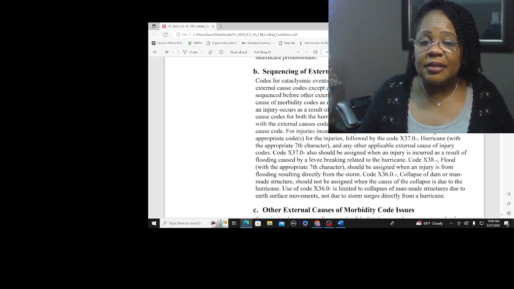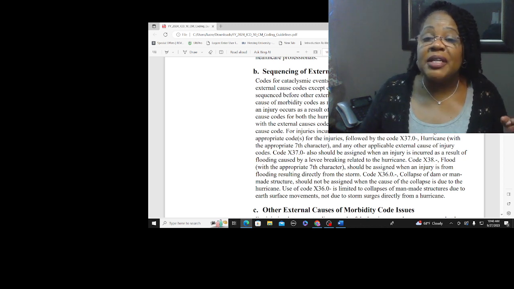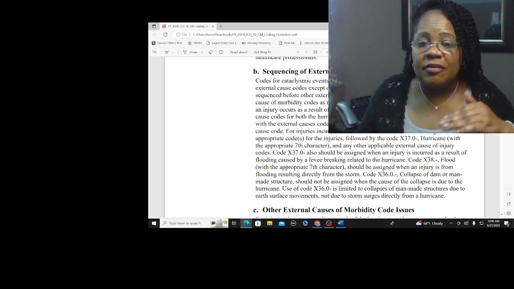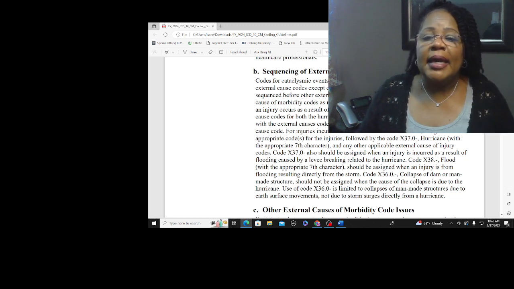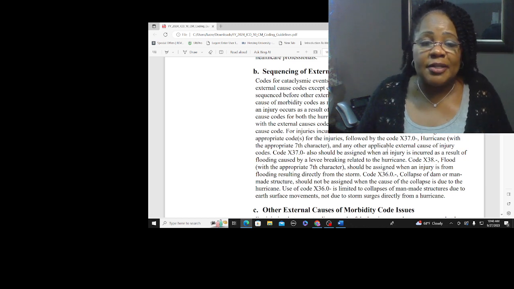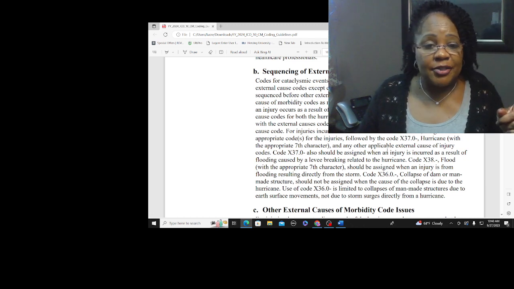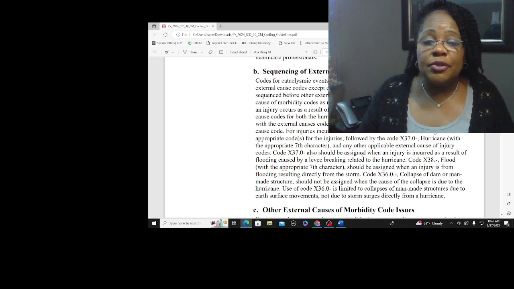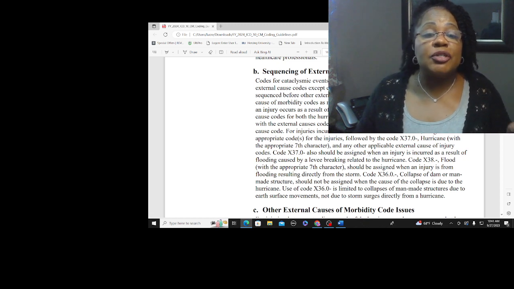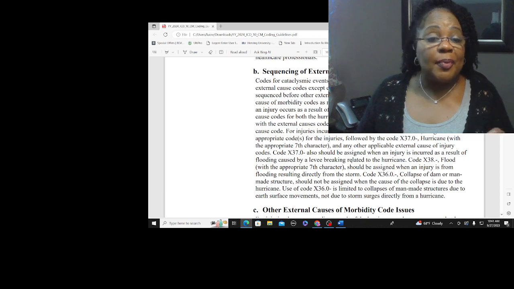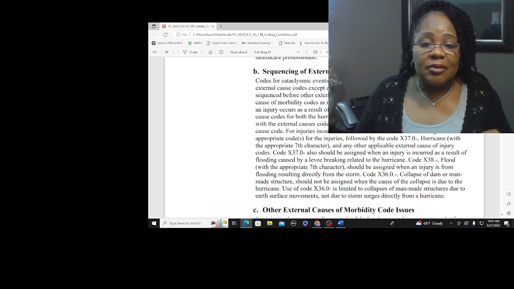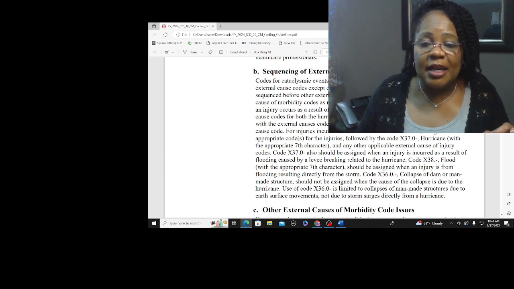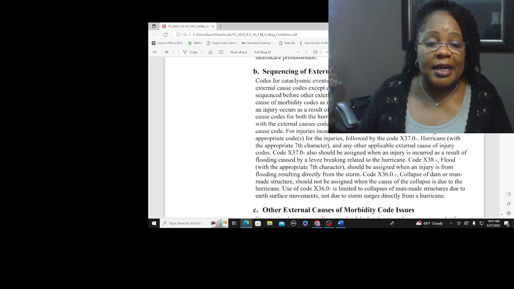And for injuries occurred as a direct result of the hurricane, assign the appropriate codes for the injuries, then followed by the X37.0 hurricane, and any other applicable external cause of injury codes. Now that code X37.0 also should be assigned when an injury is incurred as a result of flooding caused by a levee breaking related to a hurricane, and X38 flood should be assigned when an injury is from flooding resulting directly from the storm.